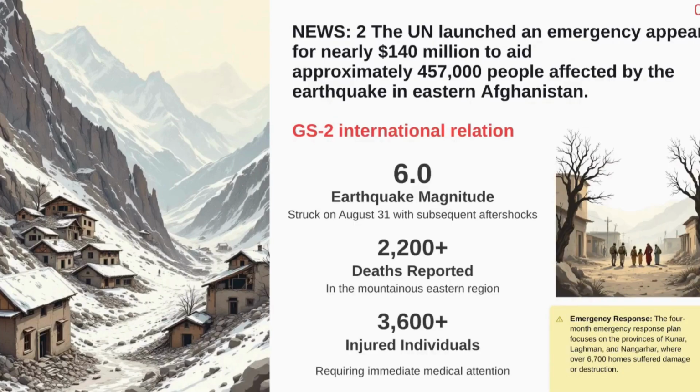UN launched an emergency appeal for nearly 140 million dollars to aid approximately 4,57,000 people affected by the earthquake in eastern Afghanistan. Comes under GS2 international relations. A 6.0 magnitude earthquake struck on August 31st with subsequent aftershocks. 2,200 plus deaths reported, 3,600 injured individuals.